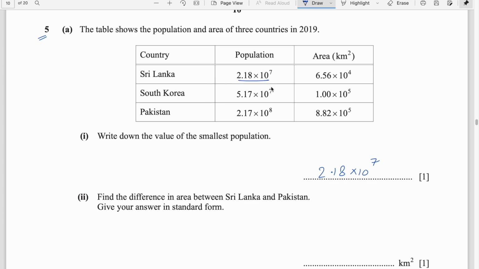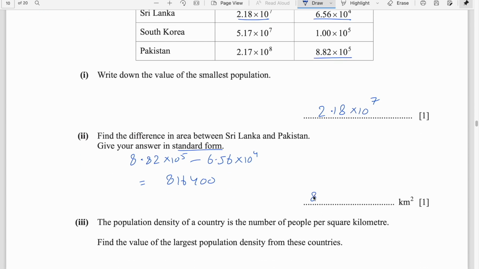So Sri Lanka and Pakistan and the areas. 8.82 times 10 raised to the power 5 minus 6.56 times 10 raised to the power 4, and the difference is 816400, and we have to leave the answer in standard form. So this is 8.164, and 1 2 3 4 5, times 10 raised to the power 5.